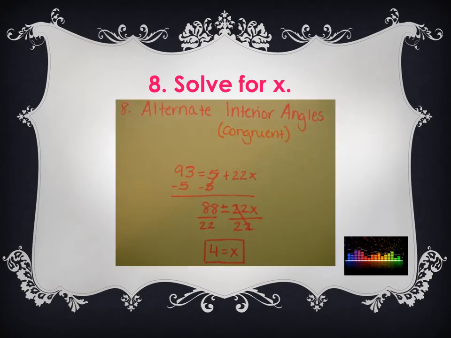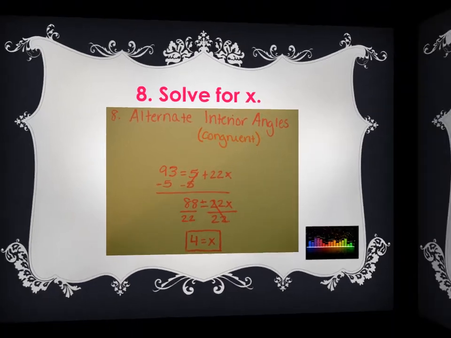We are given two parallel lines intersected by a transversal line. 93 degrees and 5 plus 22x are called alternate interior angles. These angles are congruent, so 93 degrees is equal to 5 plus 22x. When we subtract 5 on both sides, we get 88 equals 22x. When we divide by 22 on both sides, we are left with 4 is x.